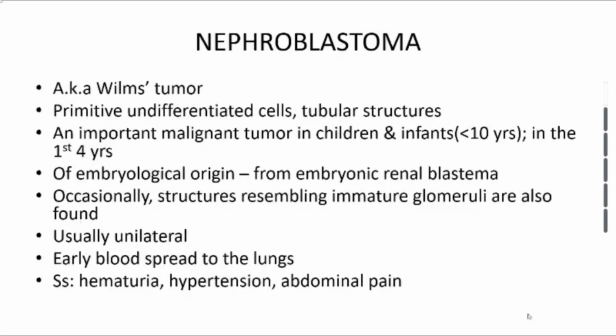And clinically, in signs and symptoms, somebody is likely to have hematuria, that is blood in urine. So when they urinate, there will be some tinge of blood in it, or it may be frankly bloody. Somebody is likely to develop hypertension, and somebody is likely also to come with abdominal pain. And in this case, of course, these will be children, because as we said, it's common in children.